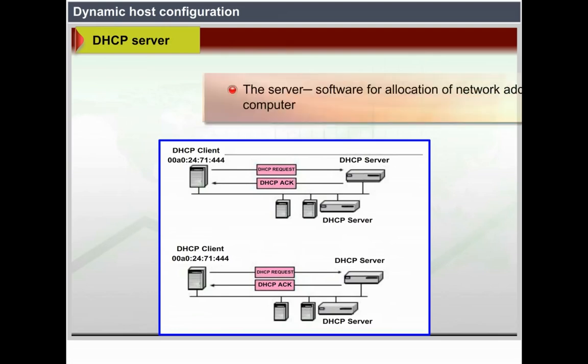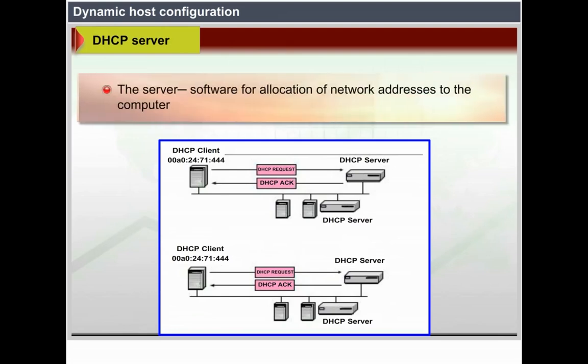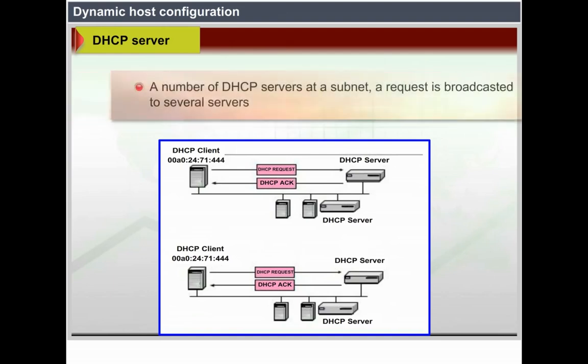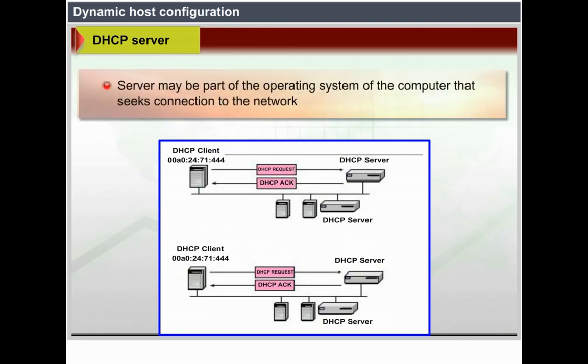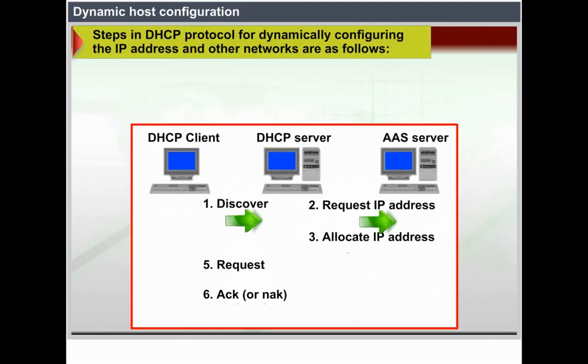DHCP server. The server is software for allocation of network addresses to the computer. There may be a number of DHCP servers at a subnet. A request is broadcast to several servers. The server may be part of the operating system of the computer seeking connection to the network. Steps in the DHCP protocol for dynamically configuring the IP address and other network parameters are as follows.